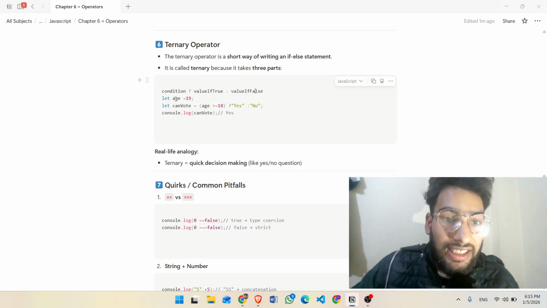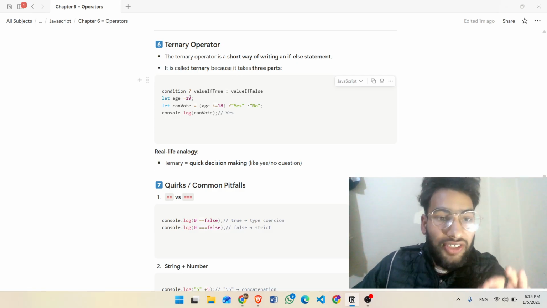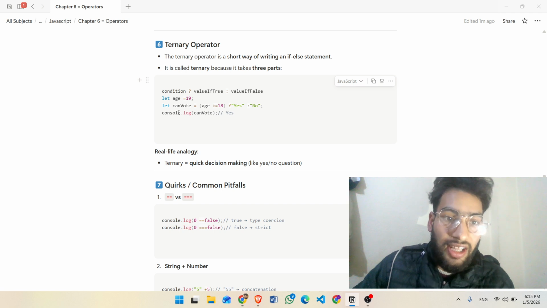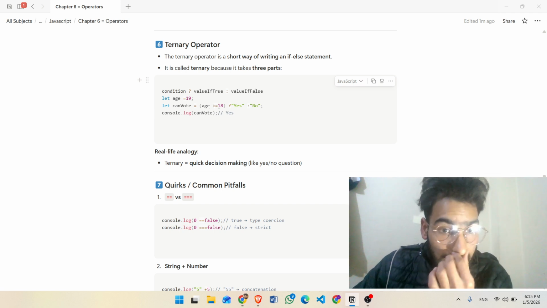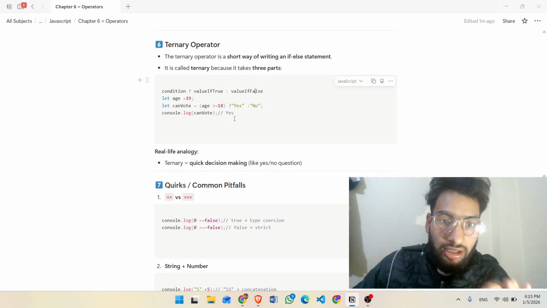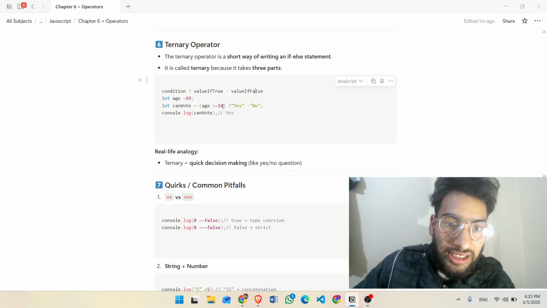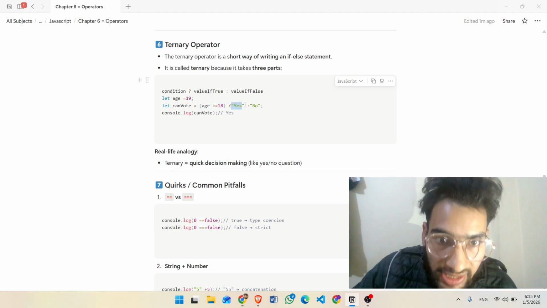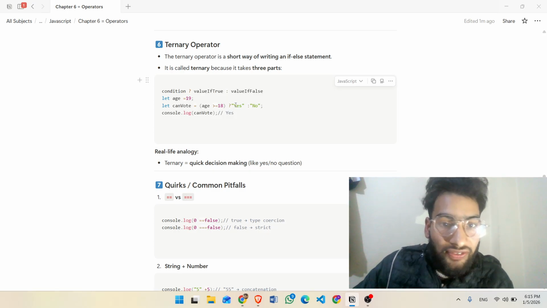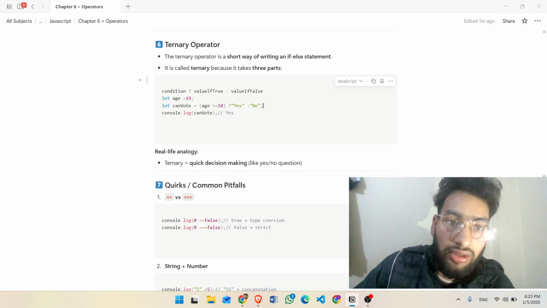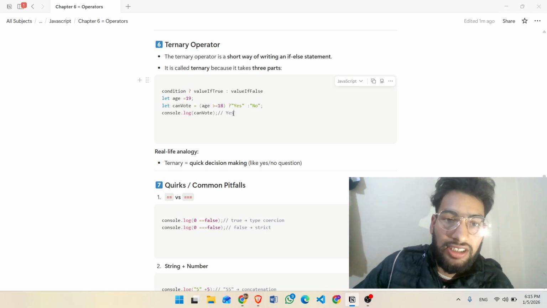Let's see. Let age is equal to 19. Let canVote is equal to age is greater than or equal to 18. Then comes the question mark, which is the condition. This is the condition, and then yes or no. This is the value if true, yes. Value if false, it prints no. So it is printing yes.